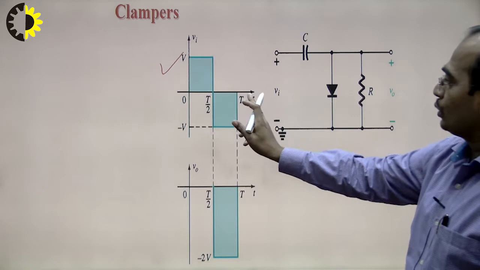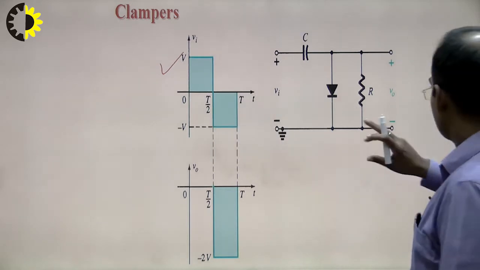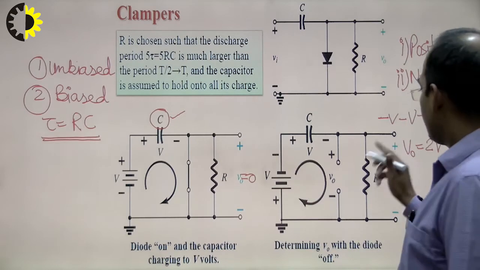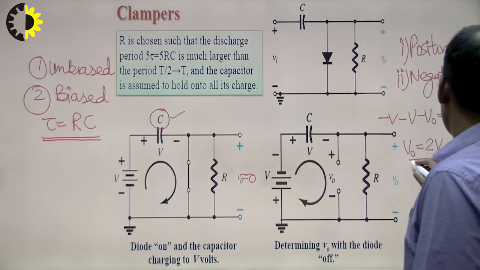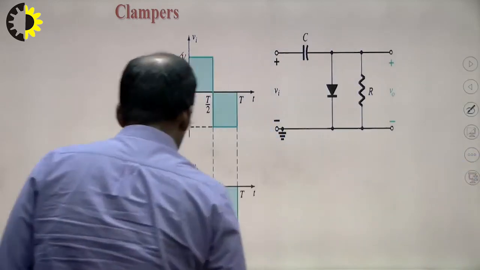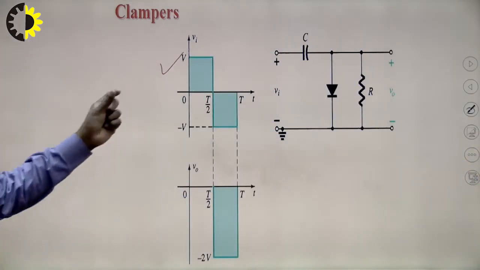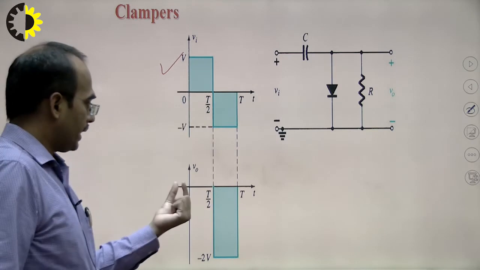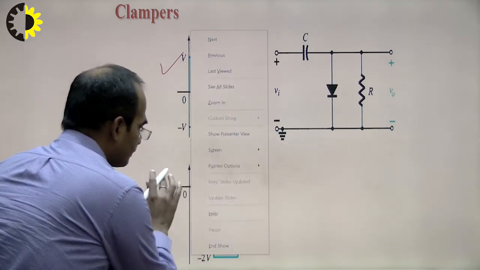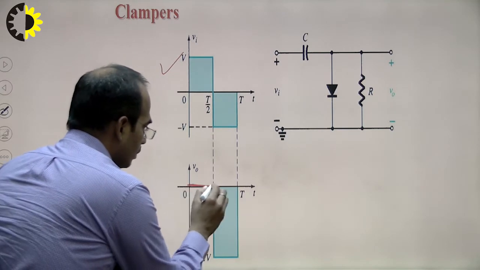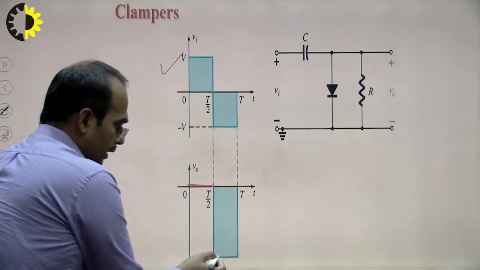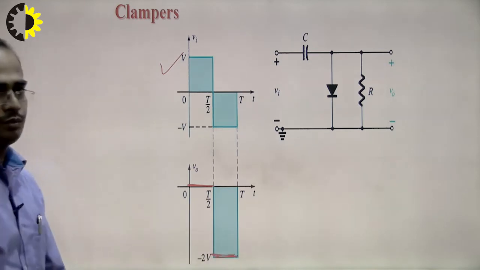for T by 2 to T time period we are giving the minus V input. So we have given here the minus V input, and for that I am getting the output V naught equal to 2V. So what will be the output waveform for this? The output waveform will be like this. For T 0 to T by 2 time period I am getting the 0 output, so I have shown here that this is the 0 output, and for T by 2 to T time period we are getting minus 2V output.